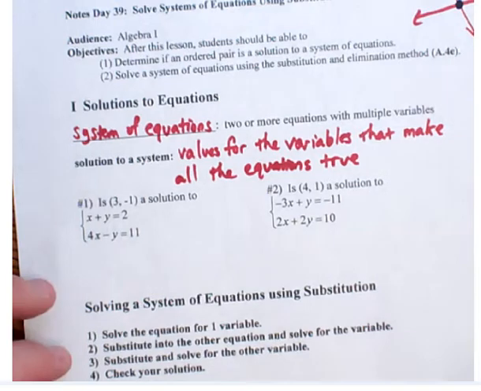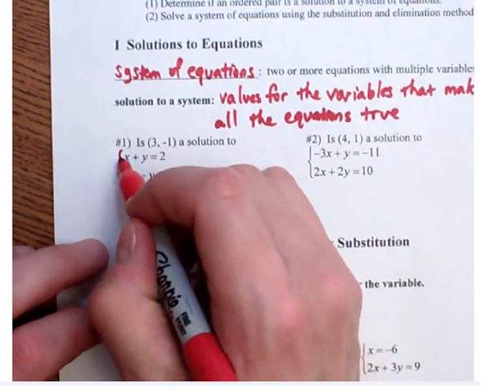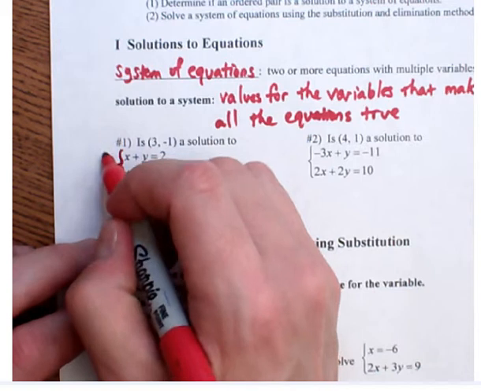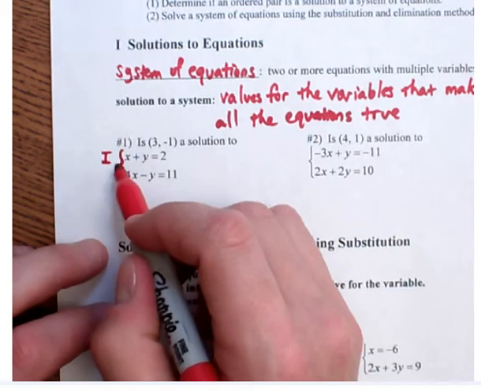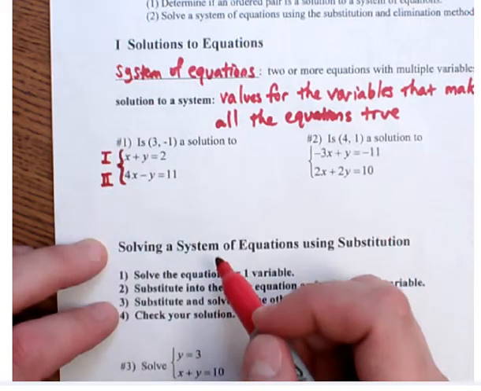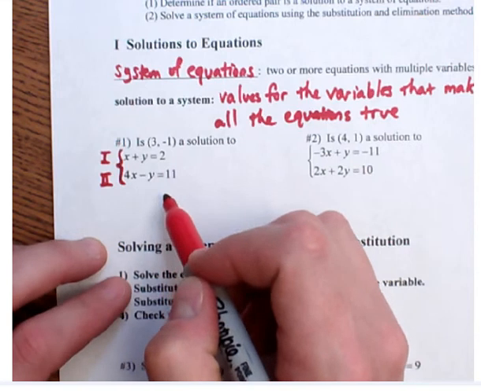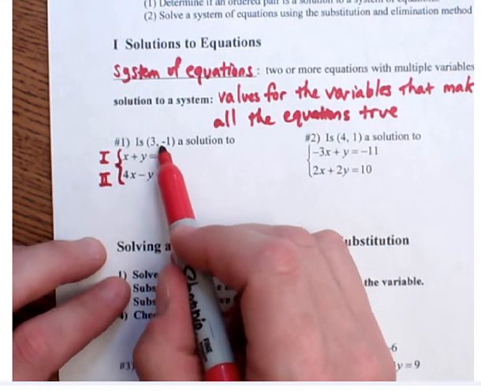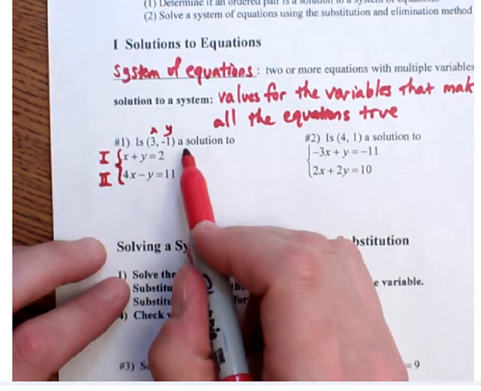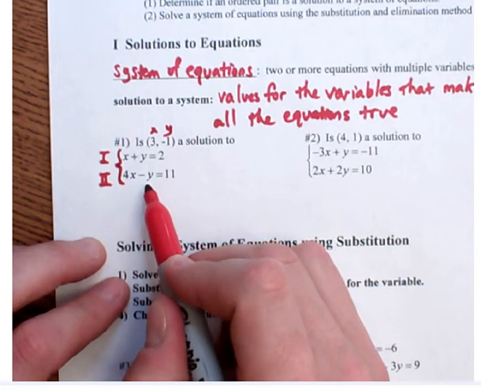So a couple of examples here. Number one, you see this bracket here, that tells you this is a system. That means the x in the top equation, which I'll call equation 1, has to be the same value for x as in the bottom equation, equation 2. The value for y in the top has to be the same as the value for y in the bottom. The question is, is (3, -1), where x is 3 and y is -1, a solution to this system? Does it make both equations true?